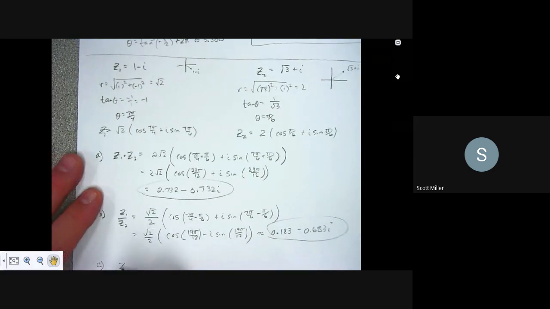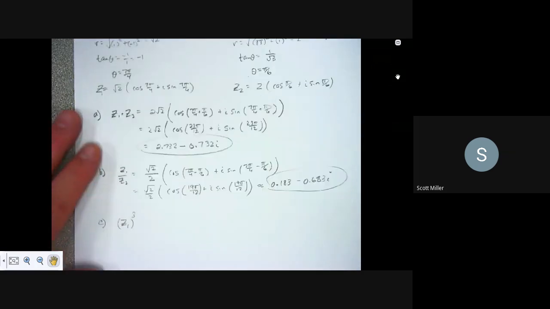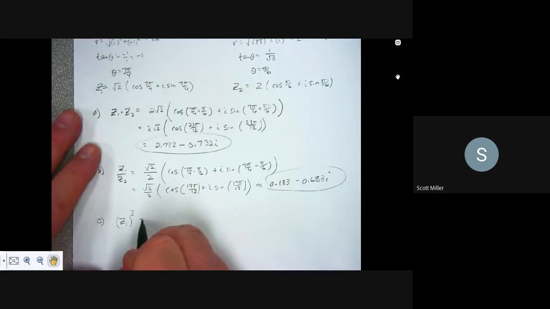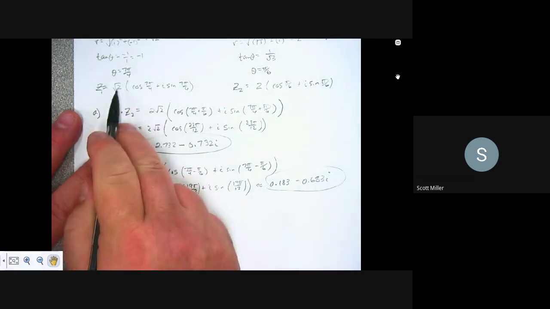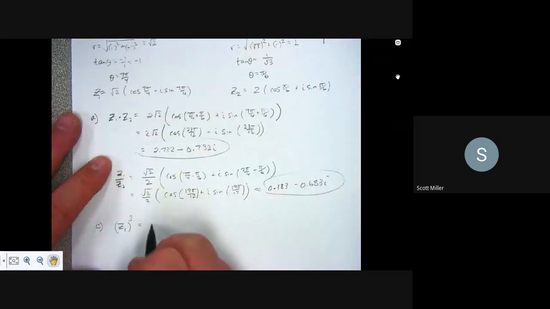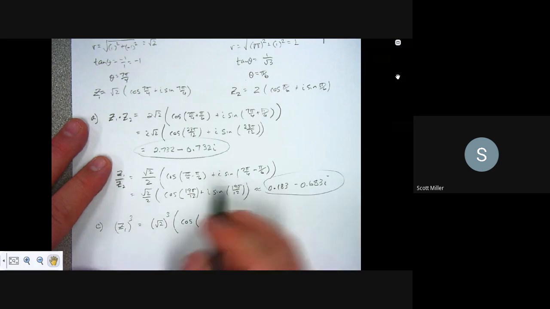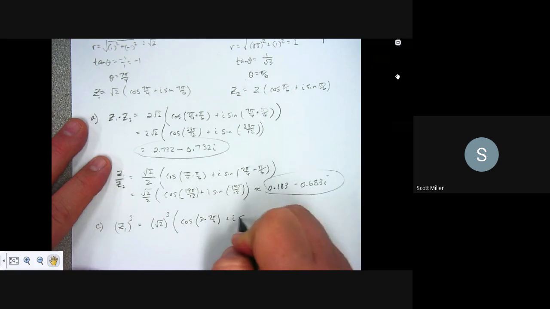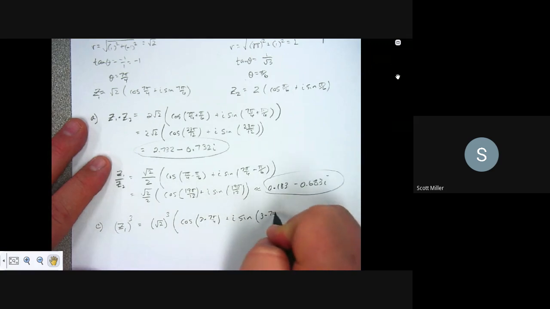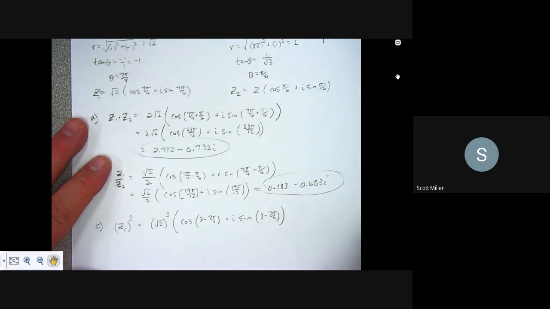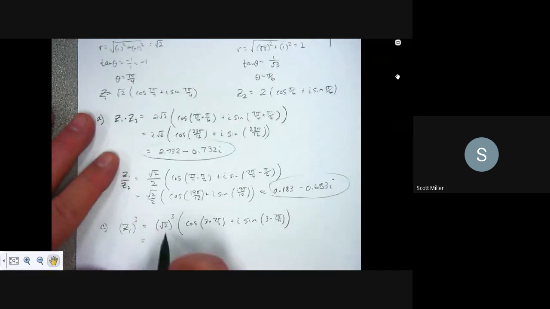In this one, we're going to take Z1 and raise it to the third power. So according to the rule, I take the r, which is the square root of 2, and raise it to the third power. And then I take the cosine, and I take that angle and times it by 3. So it'll be 3 times 7 pi over 4, the sine of 3 times 7 pi over 4. So working that out, this right here would be 2 times the square root of 2, the cosine of 21 pi over 4.